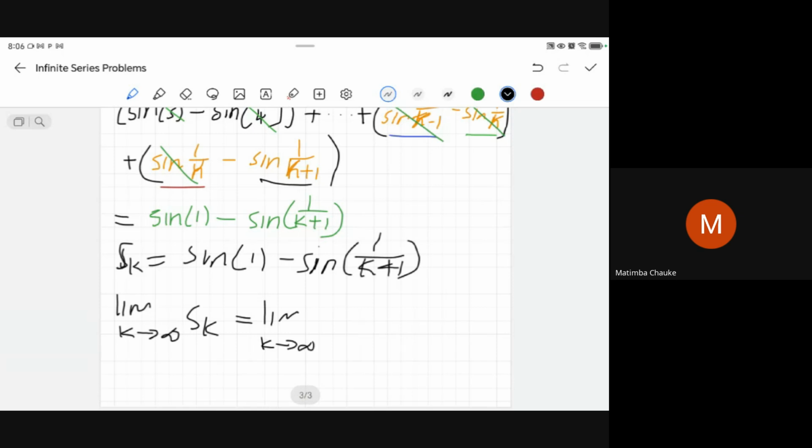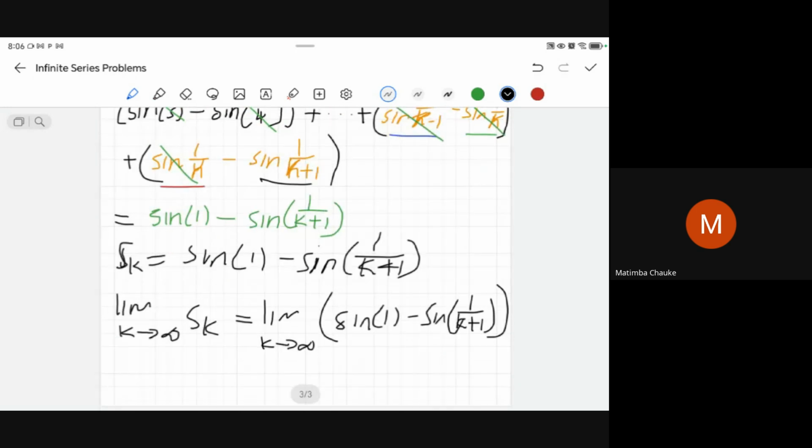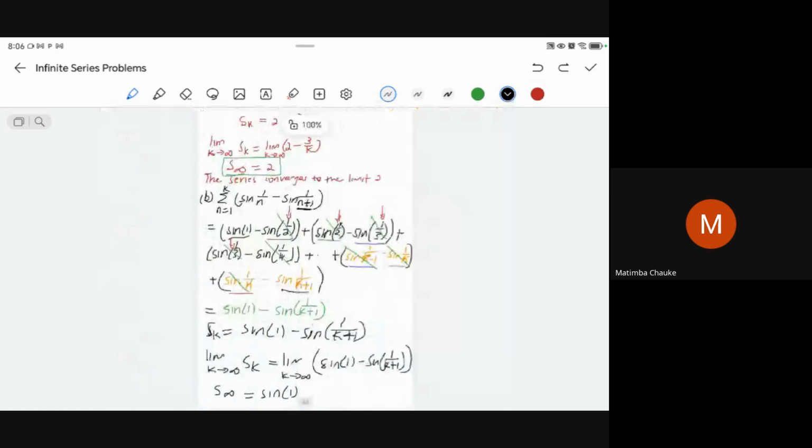And then if we go back here, this will be the limit as k approaches infinity. That's fine. That's one minus sine of one over k plus one. You see, right? And then f of infinity will be equal to, if I apply the limit on this, I'll get, fine, that's one. There's no need for us to show all the calculation here, right? This one will be zero. So I'll have sine of one. So that is the solution there. You can leave it as it is, right?